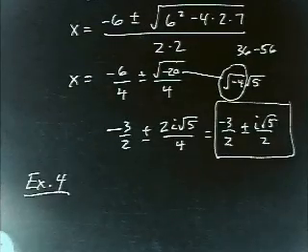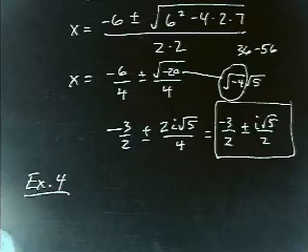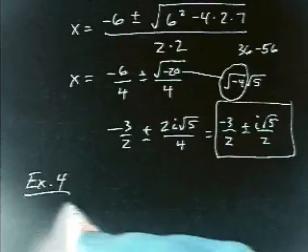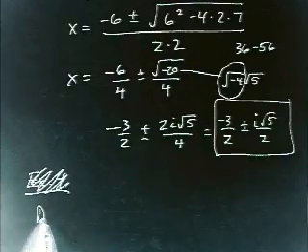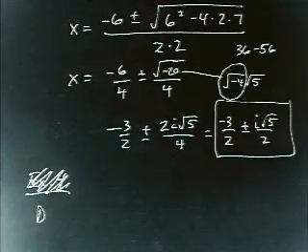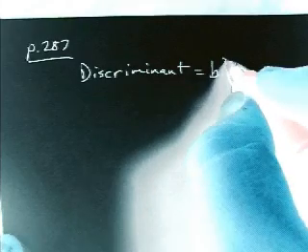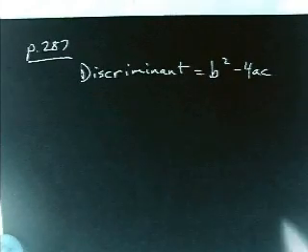In example 4, we're talking about something called the discriminant. So maybe I better back up and give you a little bit of a description about the discriminant before I get to that particular example. I think I'm going to get a new piece of paper here. On page 287, they talk about this thing called the discriminant, not to be confused with the determinant. The discriminant is equal to b squared minus 4ac.